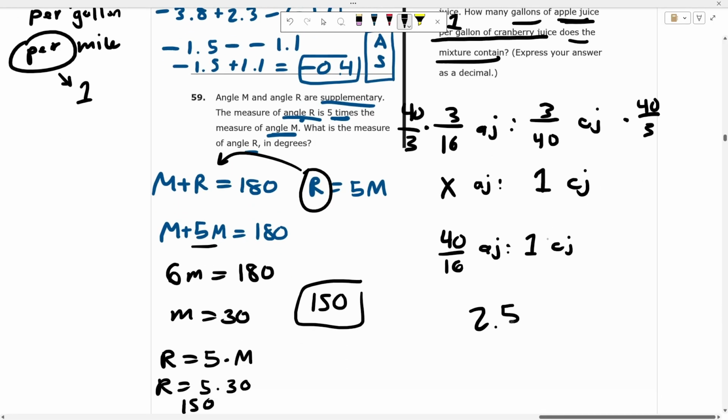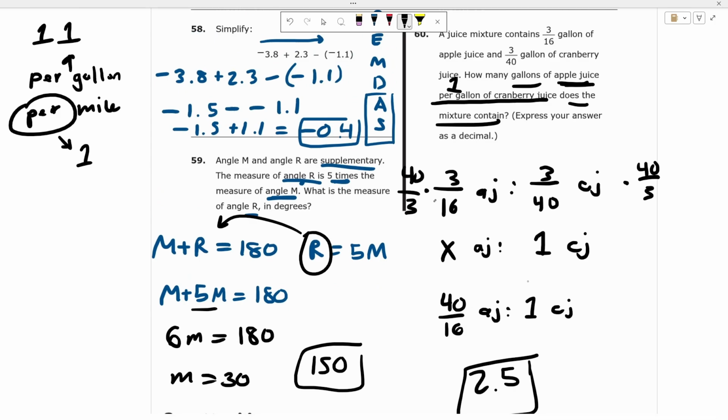So you have 2.5 gallons of apple juice for every 1 gallon of cranberry juice, okay? Whenever you write ratios like this, the way I like to think about it is you write the regular ratio on top over here, and then you write what you want to convert it into on the bottom. So here I want to know X gallons of apple juice per 1 gallon of cranberry juice. So we don't know the amount of apple juice, but we do know that there's 1 gallon of cranberry juice.